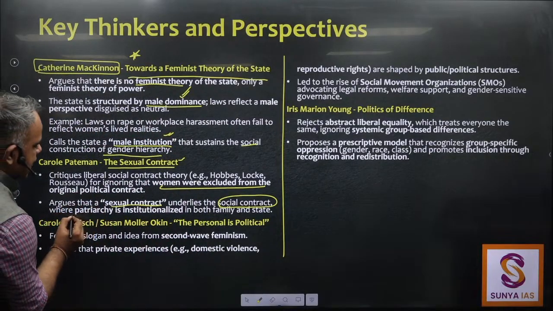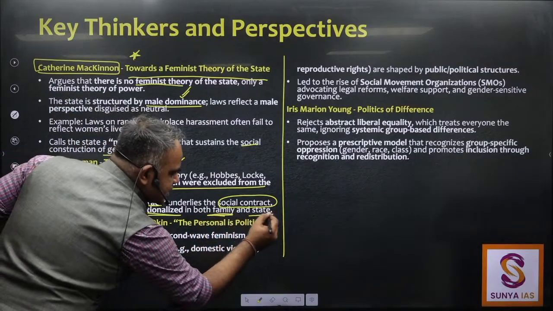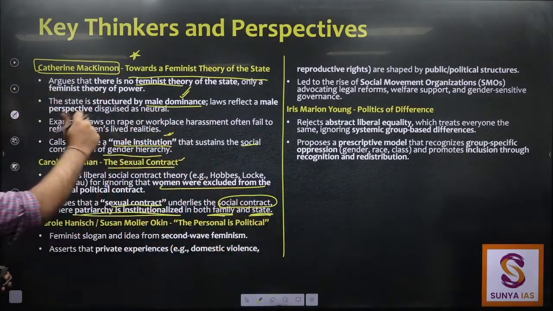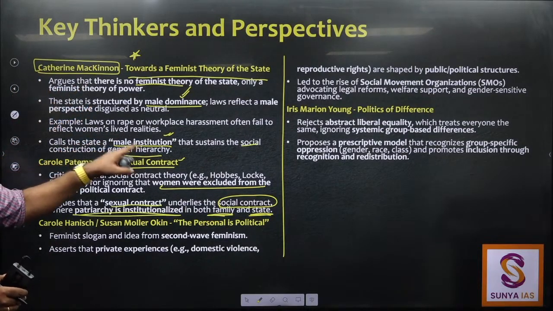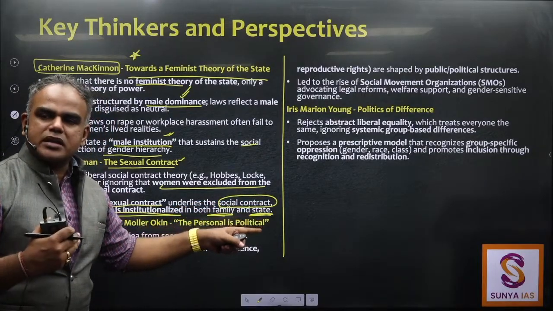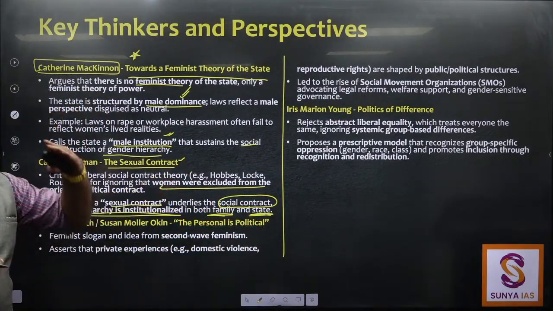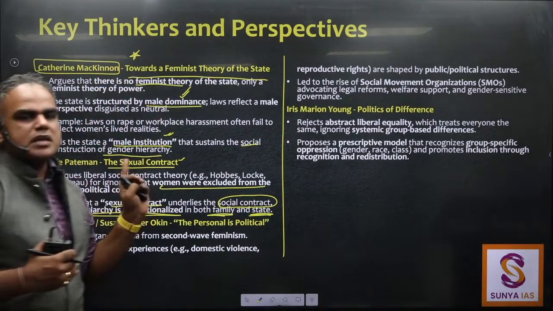So patriarchy has become institutionalized, in the family as well as via the state. So the views of both are similar. According to Catherine MacKinnon also, the state is a male institution, and here also the social contract institutionalizes patriarchy, and there is also a sexual contract. So there is subjugation in the family, and there is also subjugation at the level of the state. Both things are equally important.